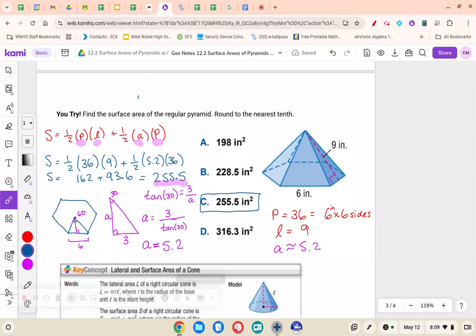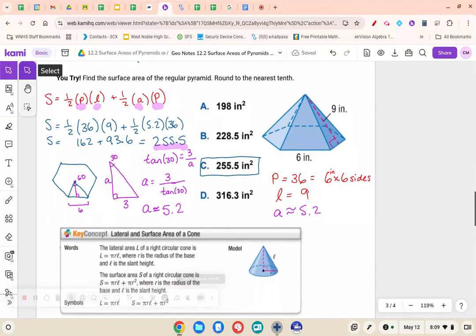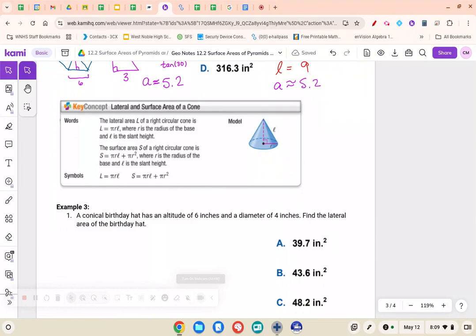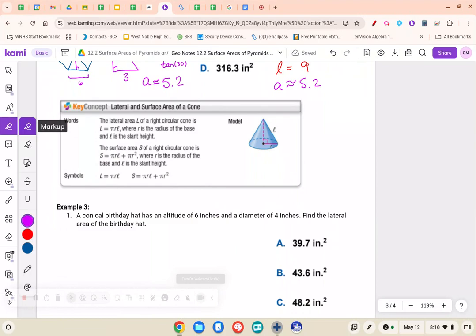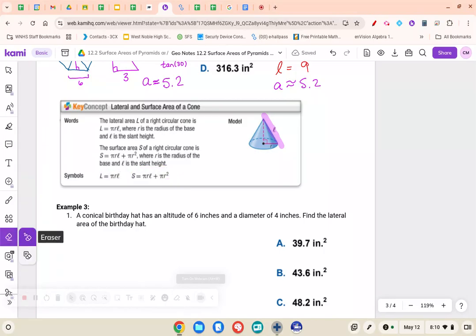So we have to find the lateral area and surface area of a cone. We have both of our equations here. Our lateral area is pi times radius times slant height. Notice that it's not the apothem, it's not the perpendicular height, it is the height on the side. And then for our surface area, you just take your lateral area and add the area of a circle to it.